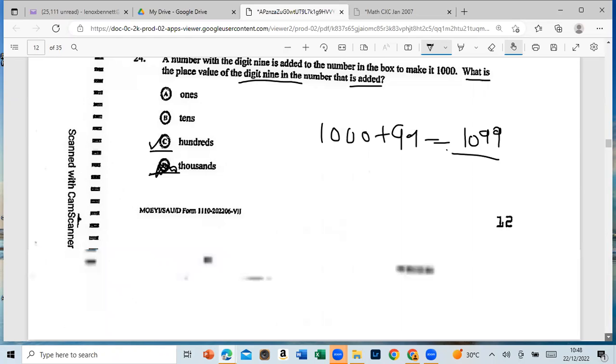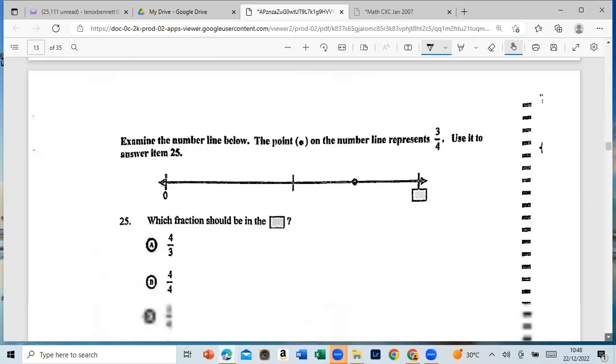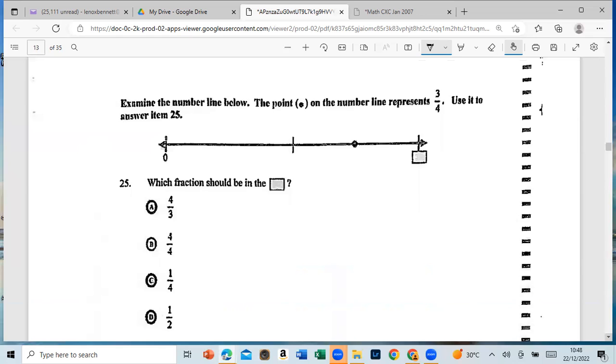All right, let's move on to 25. We get something like this one yesterday. It was fun. Let us see if this one is fun. It says, examine the number line below the point E. Oh Lord, I can't see it, I don't know where E is. But let us assume E is right here, because I can't see anywhere else where it could have been.